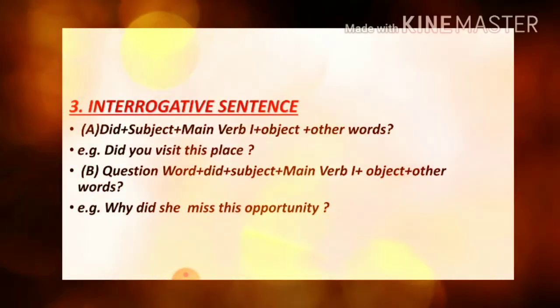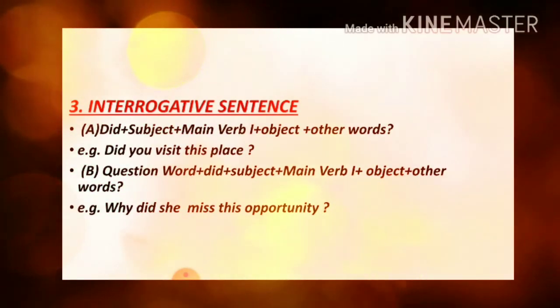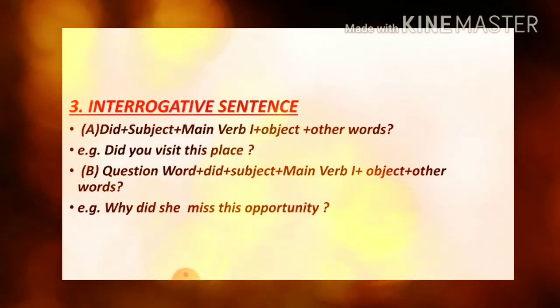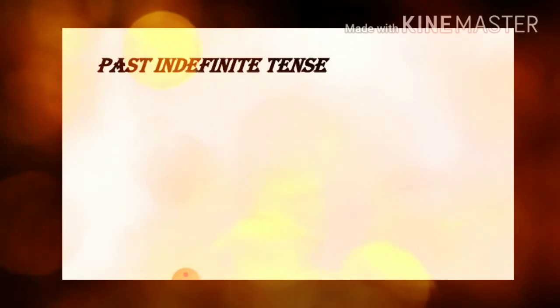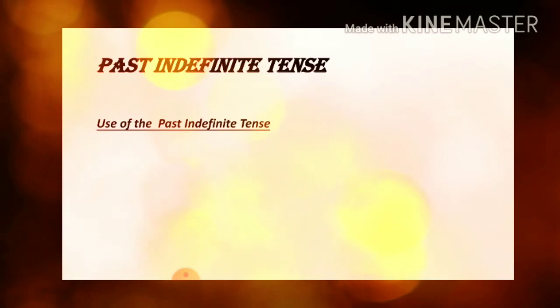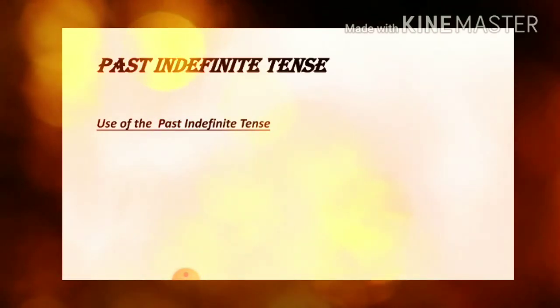An example is, why did she miss this opportunity? So here miss is also the first form of verb with did. Okay, so now let's start with the other thing, that is the use of past indefinite tense.